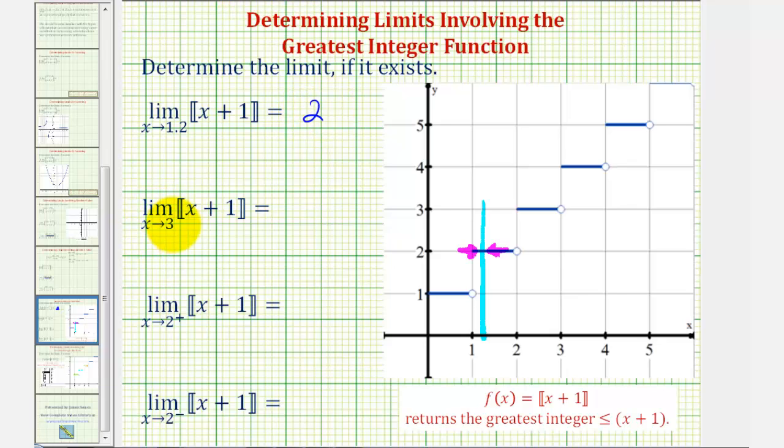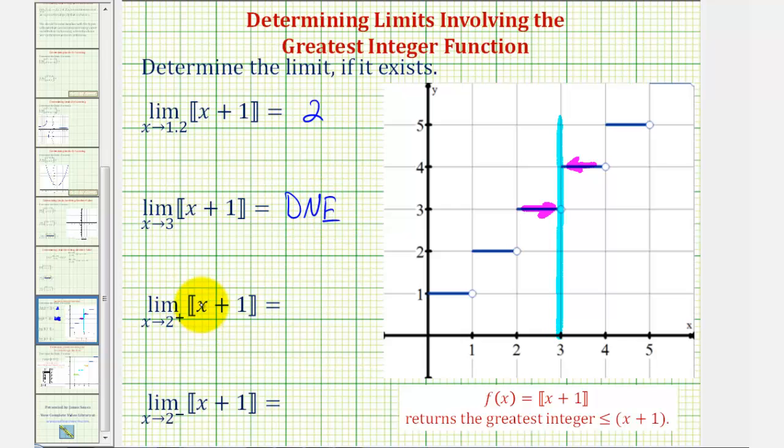Next, we have the limit as x approaches 3 of our greatest integer function. X equals 3 is here. Notice in this case, as we approach positive 3 from the right side or positive side, the function value is positive 4. But as we approach from the left side or negative side, the function value is positive 3. Since these one-sided limits are not equal to each other, this limit does not exist.